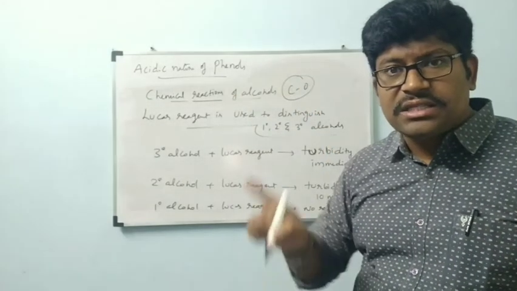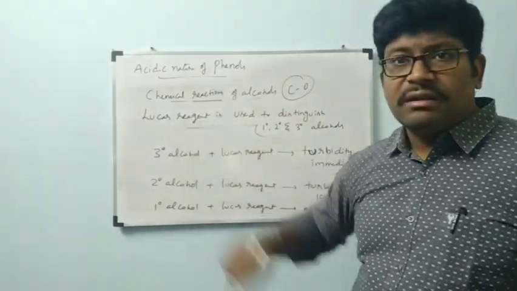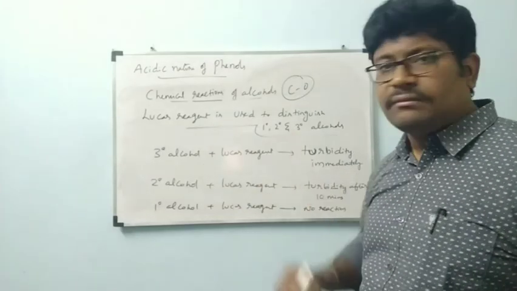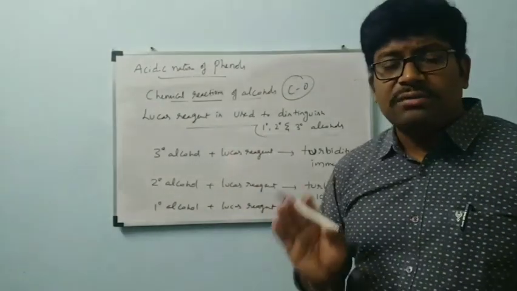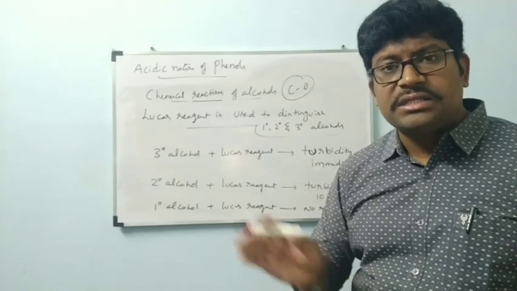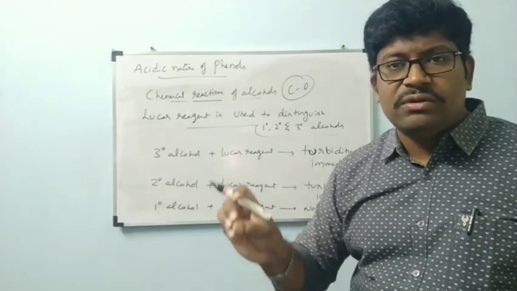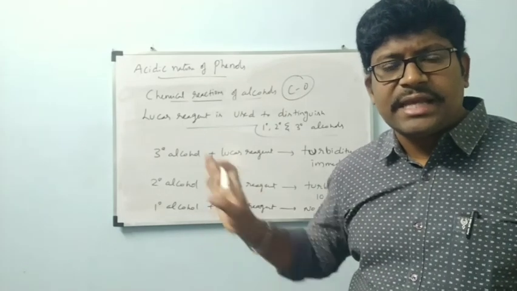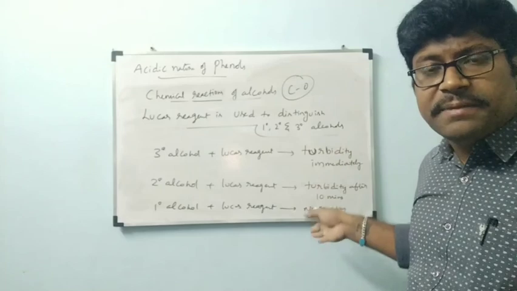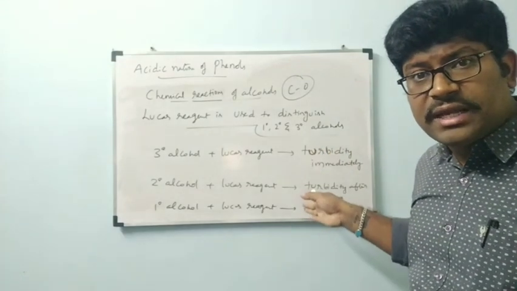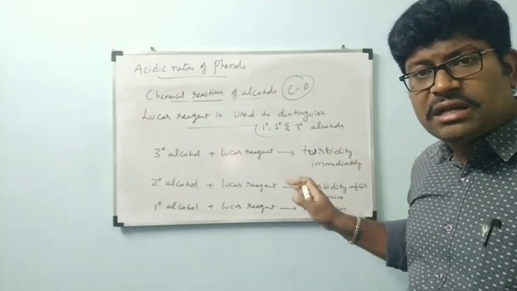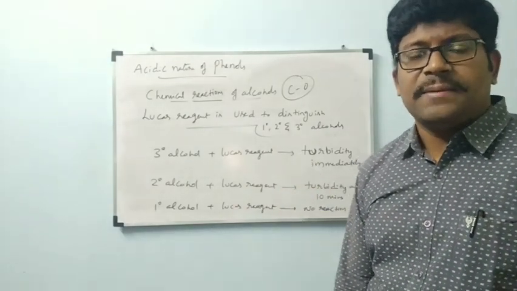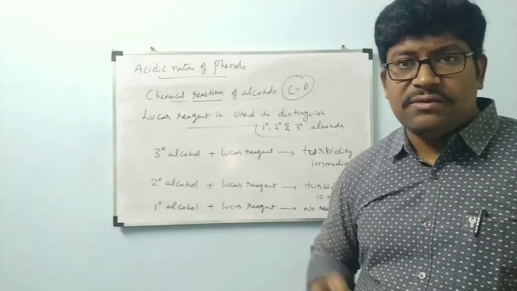Under that CO bond cleavage, the first reaction is the reaction with HCl and ZnCl2, which is called Lucas reagent. With Lucas reagent, how tertiary, secondary and primary alcohols undergo reaction, and how it is useful to distinguish them, I explained. The turbidity is because of formation of haloalkanes, which are not completely soluble in water. Because of that we observe turbidity. This is the first reaction under CO bond cleavage.